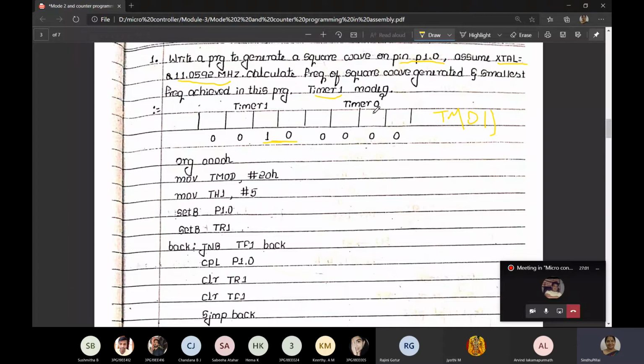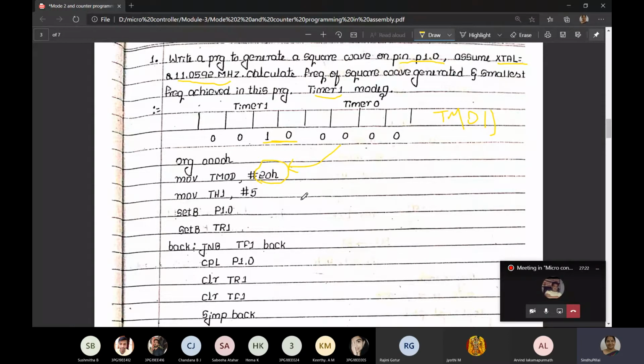Since we are not using timer 0, fill it with all zeros. So it is 20. That is important here. To use mode 2 for timer 1 in TMOD, what do we have to fill? We have to fill 20H. Getting it? Okay.